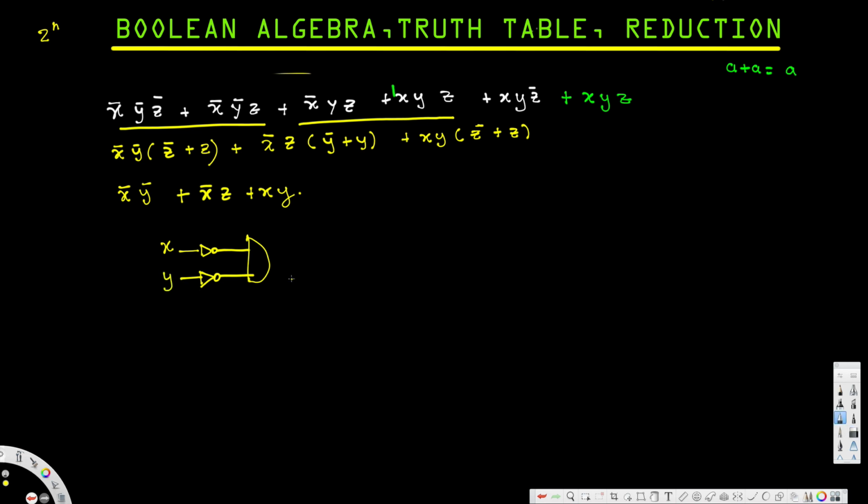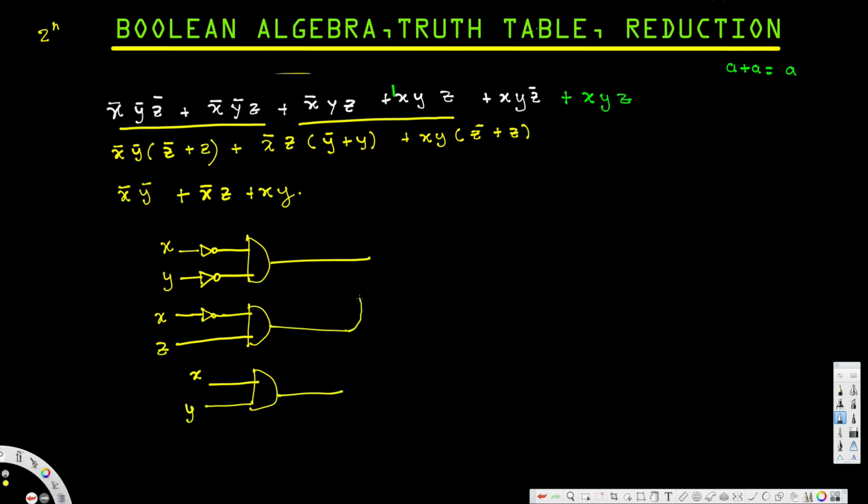And then we have x bar z. So x is connected to the NOT gate, that's why we have x complement. And then z. And after that we have xy. So this is x, and here we have y. And that's it. All of them are ORed together, and that's going to be the final output. So this is how the circuit is going to look.